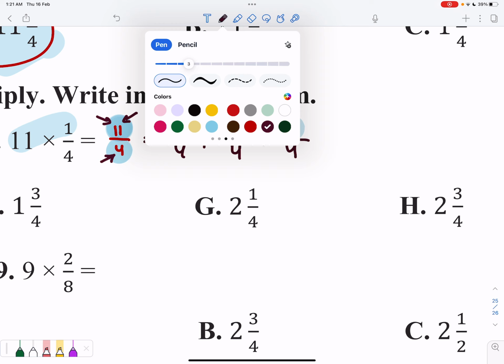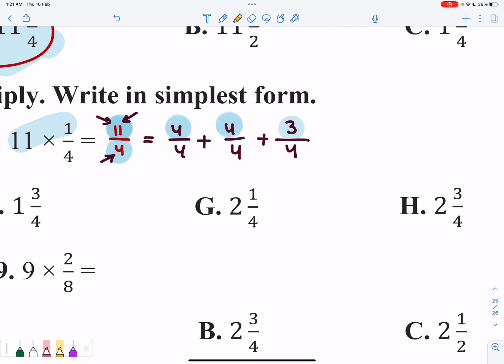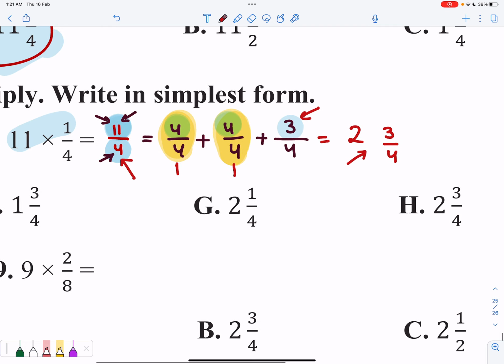Now let's see what we can do with them. Here that fraction, the 4 over 4 and the 4 over 4, we always say when we have the same number up and down, that is equal to one whole number. So that is 1 and that is 1. So 1 plus 1 equals 2. And then that fraction, you will just write it 3 over 4. So the improper fraction 11 over 4 is equal to 2 and 3 over 4 as a mixed number.